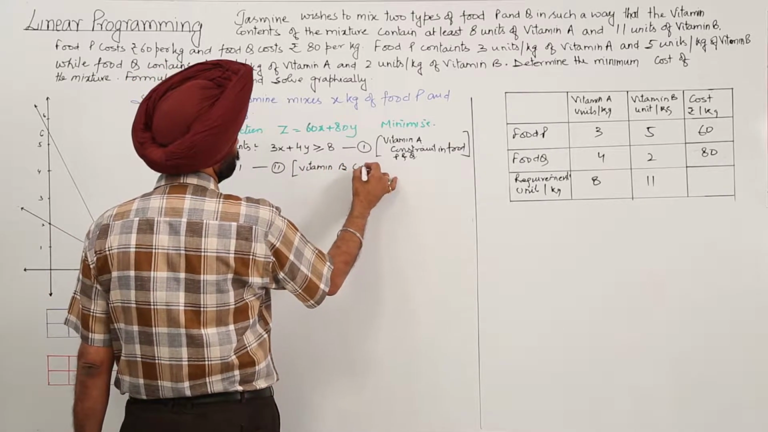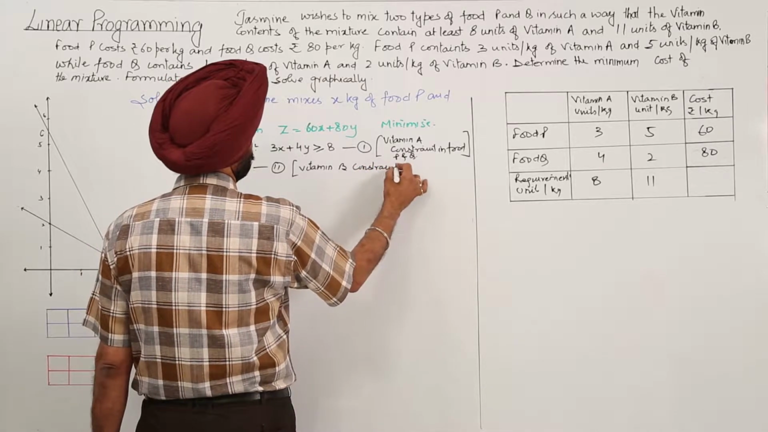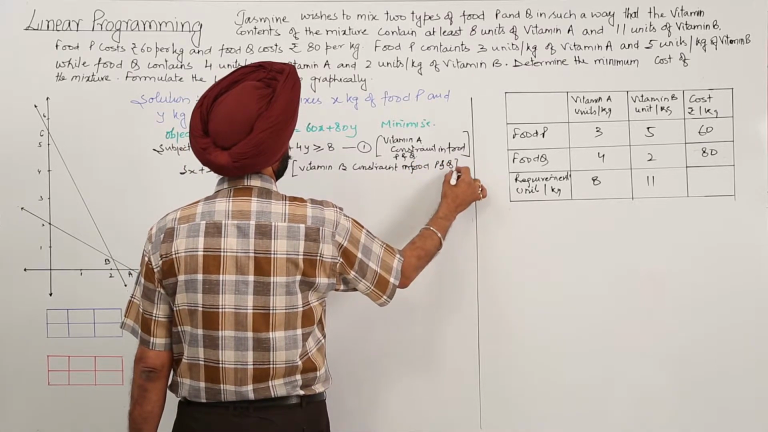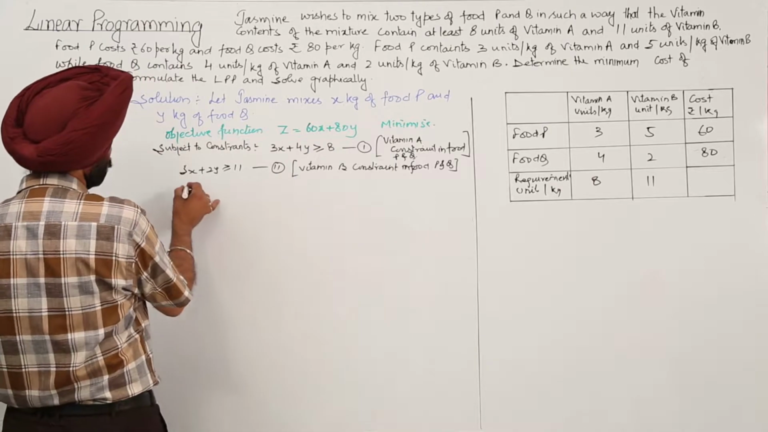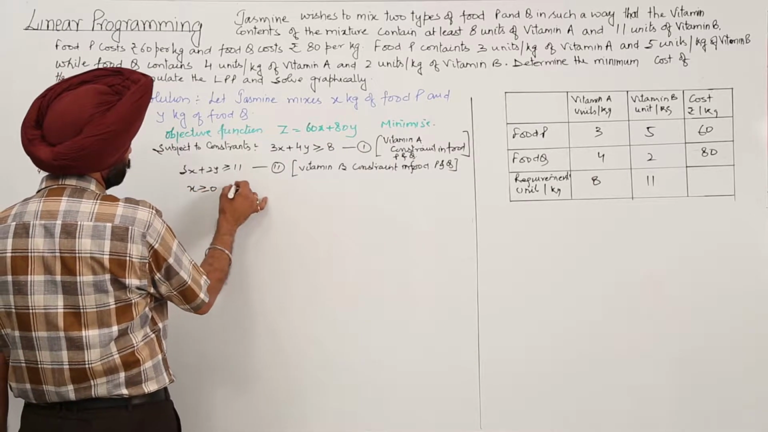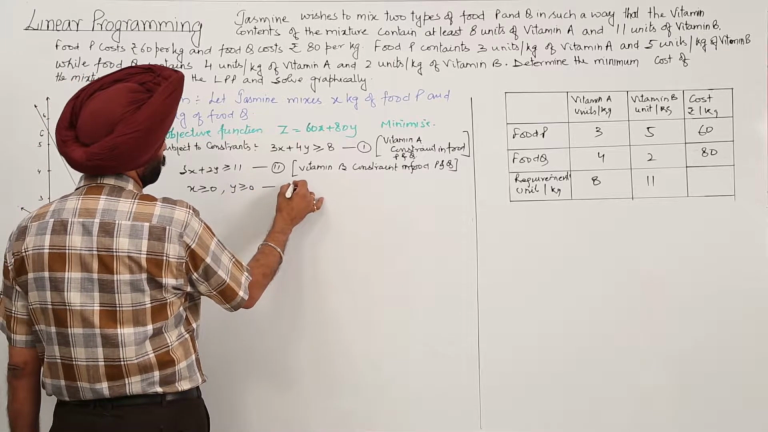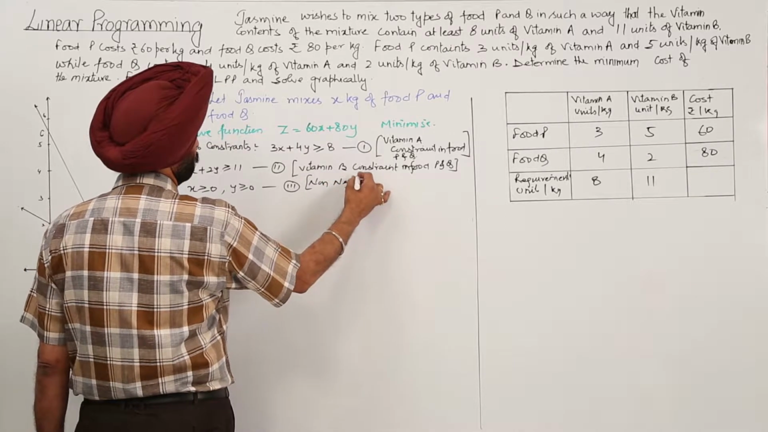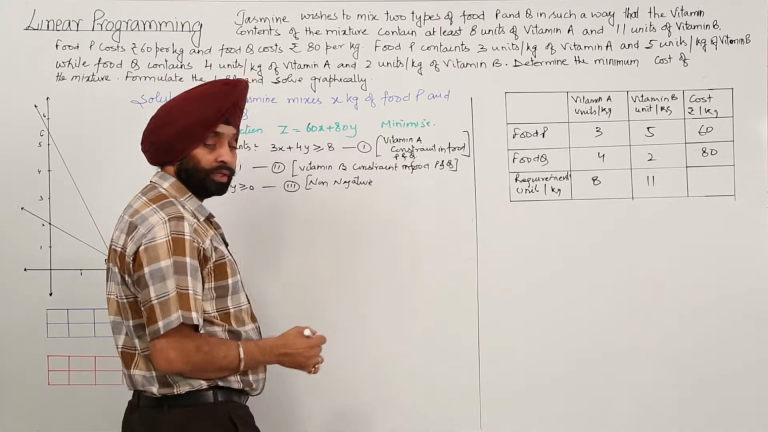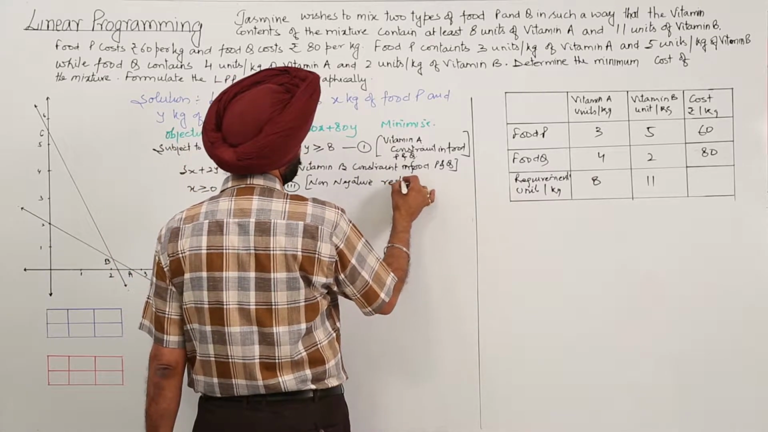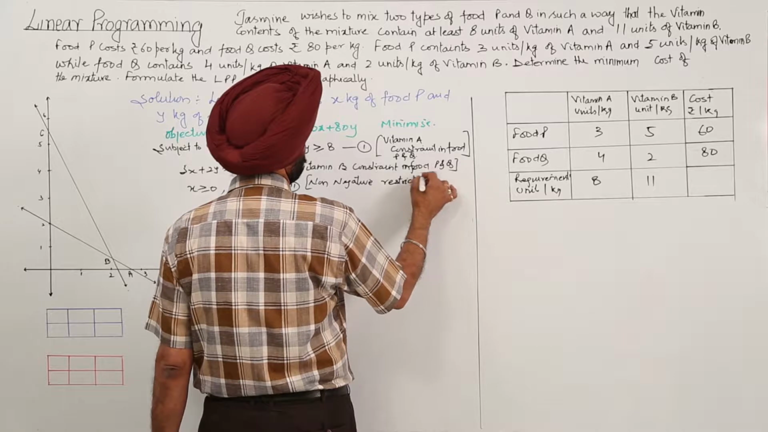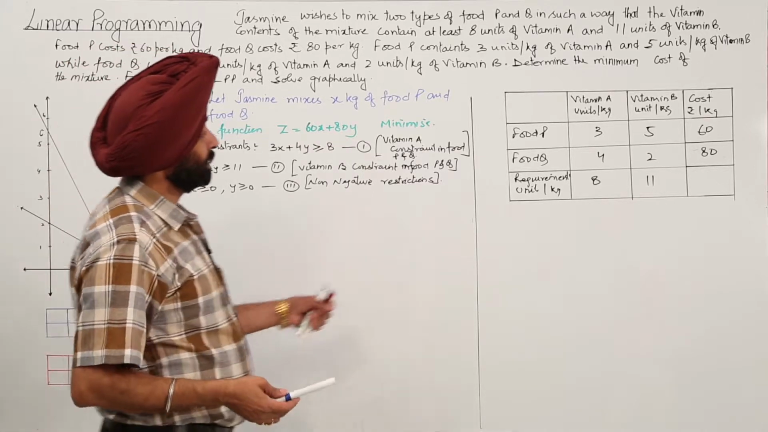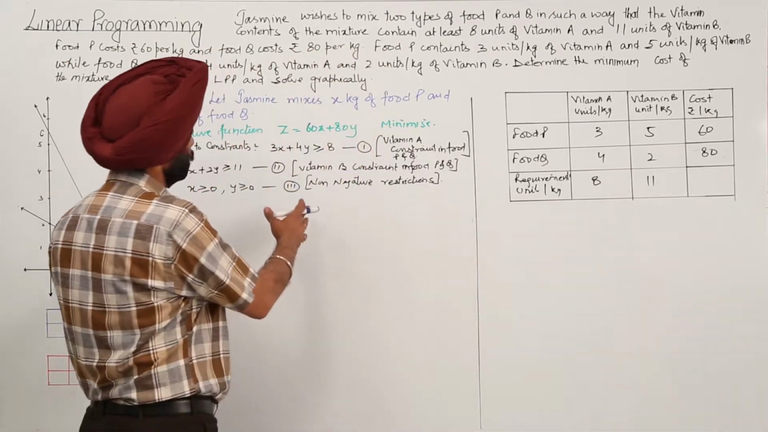Vitamin B constraint in food P and Q. And obviously we have x greater than 0, y greater than 0. Third, the non-negative constraints, you can write constraints or you can write restrictions, non-negative restriction. Now these are the three equations. Okay, so by this table we can easily move like this.